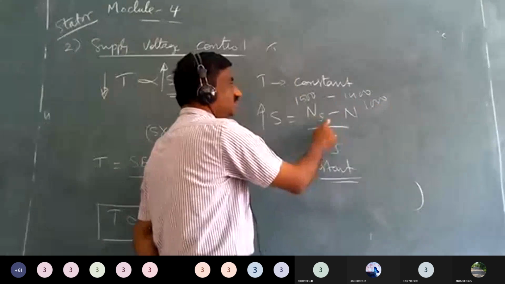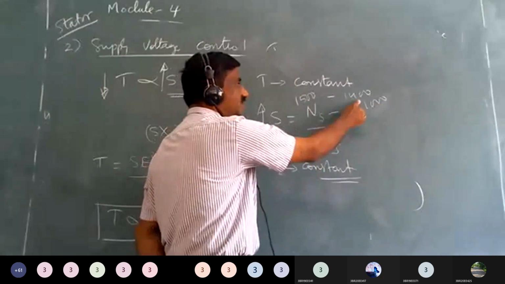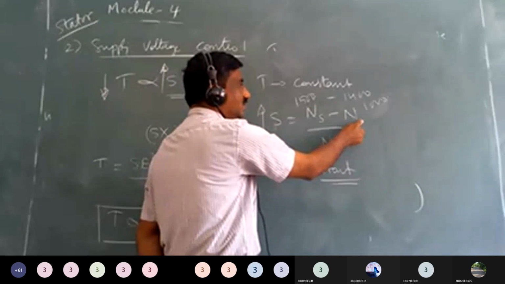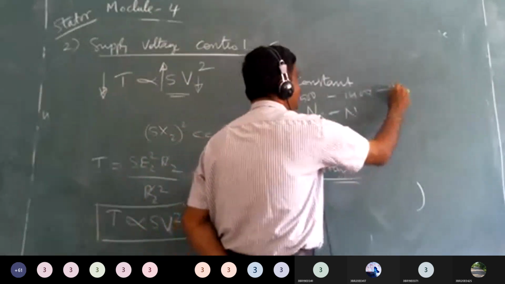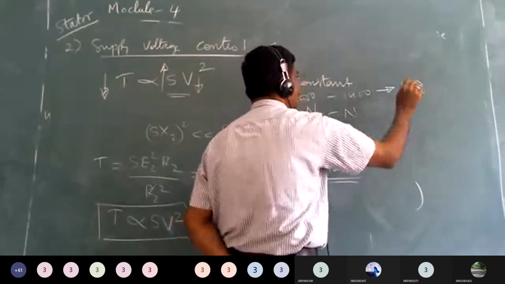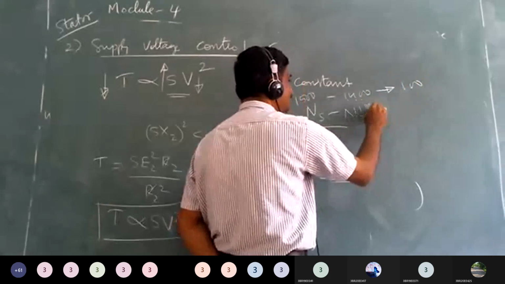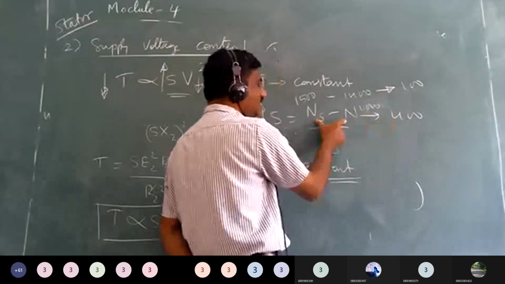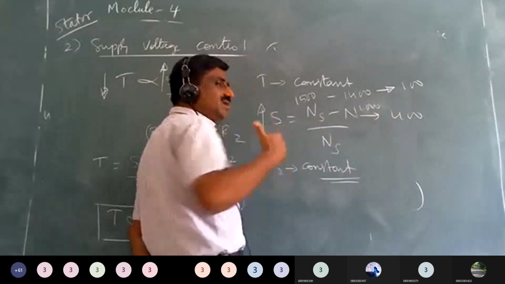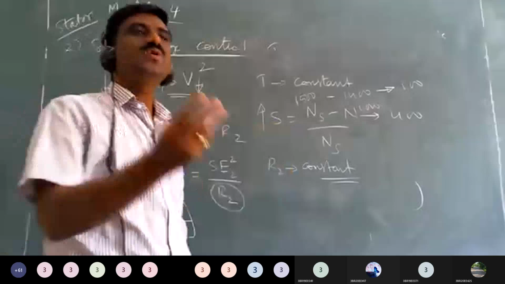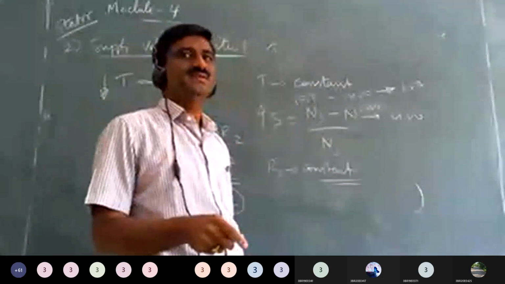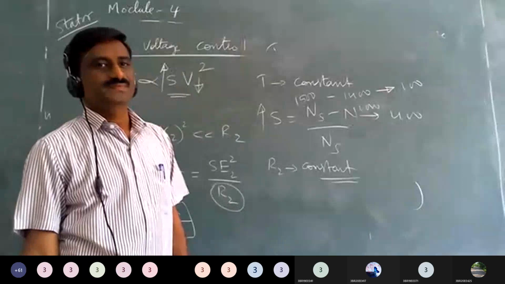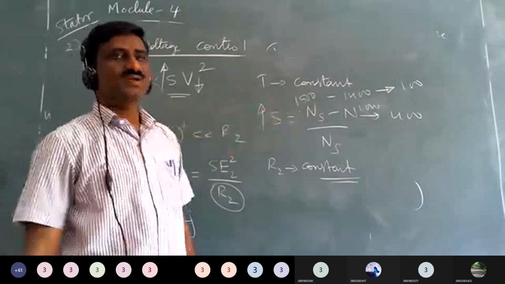You observe the difference now. 1500 minus 1400, a 100 RPM difference is there. When it is running at 1000 RPM, what is the difference? 400. So when this difference is increasing, slip also increases. What does it mean? When slip increases, the motor is running at lower speeds. It is decreasing its speed in order to supply the required torque.